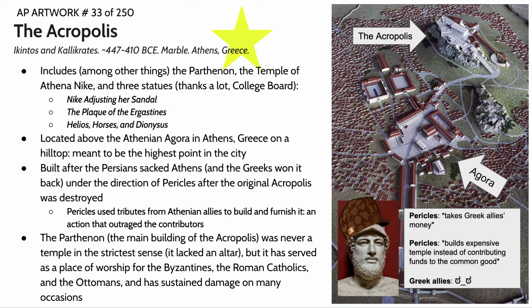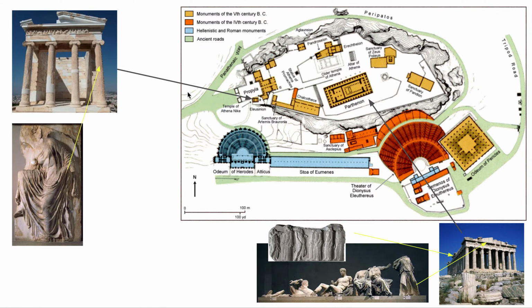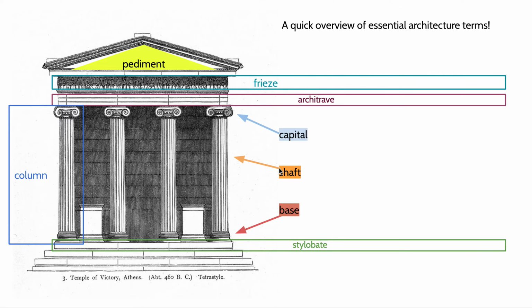The Acropolis is describing this entire structure up here, and there are lots of buildings associated with the Acropolis. Here is a detailed rendering of those different buildings. The College Board only wants you to know the Parthenon and the Temple of Athena Nike in terms of structures. There are going to be several friezes and sculptures within these two structures that we'll be talking about.